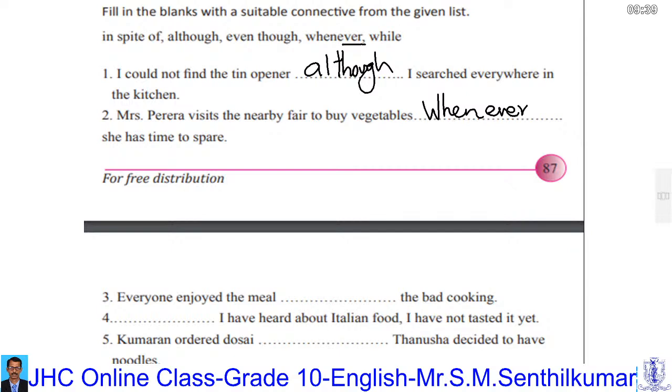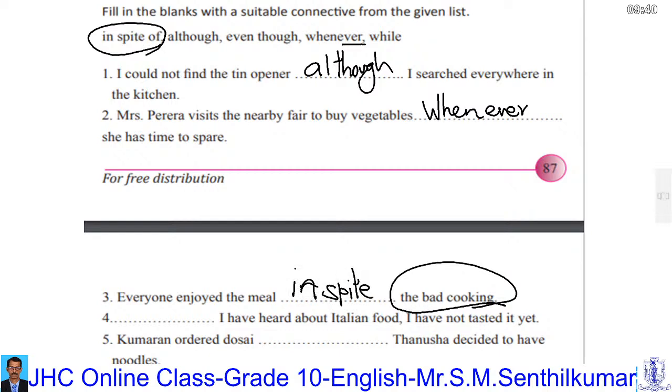Everyone enjoyed the meal, dash, the bad cooking. Let's see, if someone is clever, there is only one answer for this. Say it based on what we explained. Why? This is a phrase, not a sentence. If it were a sentence, you could use although or even though. Here it is a phrase, the bad cooking. That is why only in spite of fits here. In spite of, this is the possible answer.